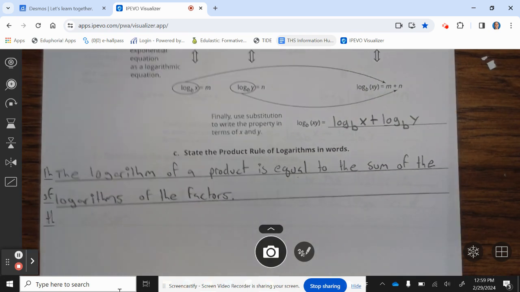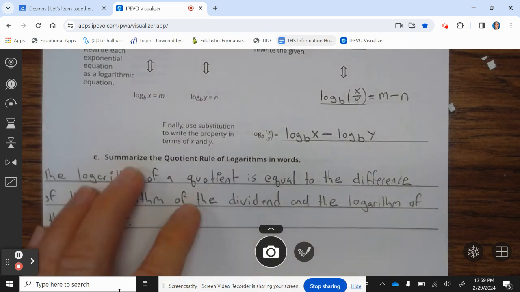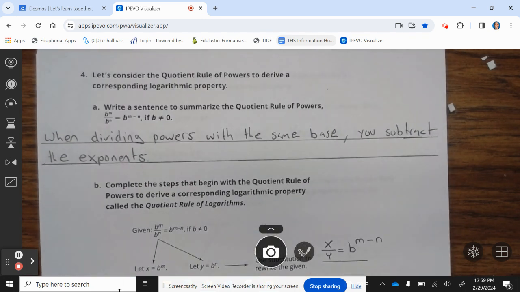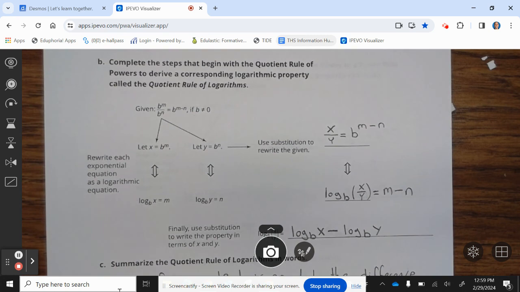All right, let's take a look at the next page. 4. Let's consider the quotient rule of powers to derive a corresponding logarithmic property. A. Write a sentence to summarize the quotient rule of powers. b to the m divided by b to the n equals b to the m minus n, if b does not equal 0. When dividing powers with the same base, you subtract the exponents. B. Complete the steps that begin with the quotient rule of powers to derive a corresponding logarithmic property called the quotient rule of logarithms.